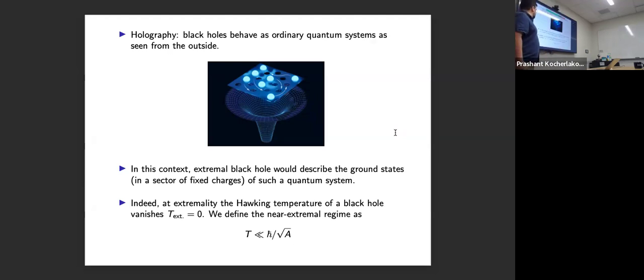In this context, extremal black holes would describe the ground states. So in the sector of fixed charge, this is the lower bound on the mass, which is the energy of the black hole. So the extremal limit would be the ground state of this black hole quantum system. And indeed, at extremality, the Hawking temperature of the black hole vanishes. And in this talk, we'll be interested in the near-extremal regime, which corresponds to temperatures much smaller than roughly the size of the black hole. So here, A is the area of the event horizon.